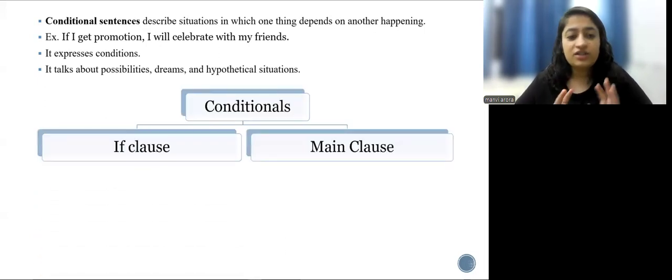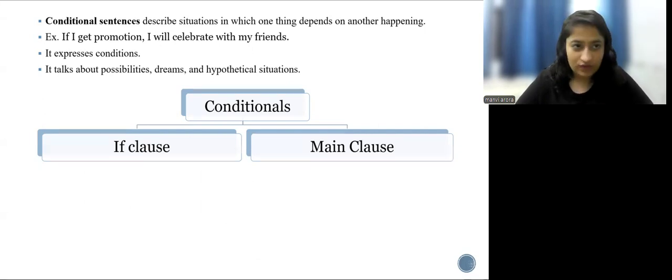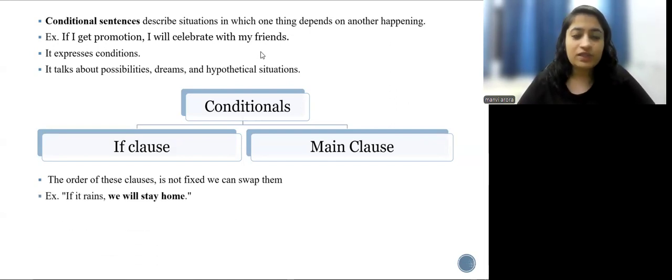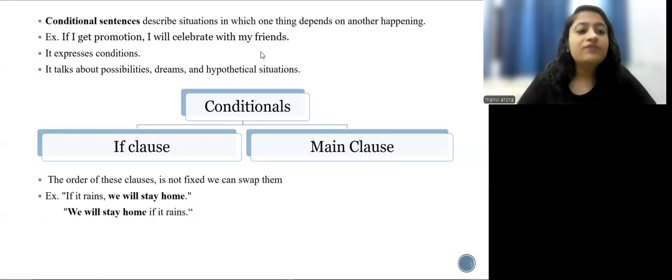And in conditionals, there are two clauses. First is the if clause, and the second one is the main clause. Like you can see, this is the if clause, if I get promotion, and this is the main clause, I will celebrate with my friends. The order of these clauses is not at all fixed. We can swap them. Like I can say, I'll celebrate with my friends if I get promotion. If it rains, we'll stay at home, or swapped, we will stay at home if it rains.